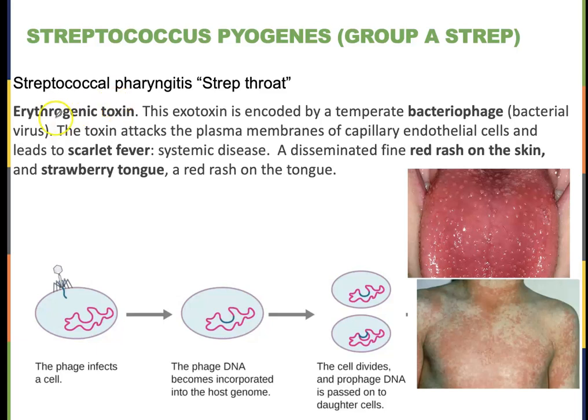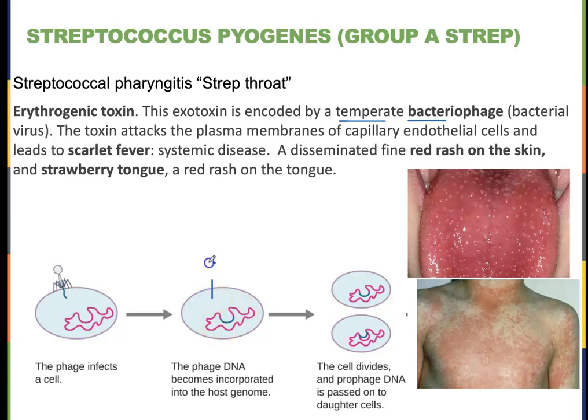The toxin it produces is called erythrogenic toxin. And this toxin, so we're going to see a couple of these, is encoded by a temperate bacteriophage. What is that? So back to this picture here where we covered in the beginning of the semester. Here's the phage, right? This is a virus that only infects bacteria. Remember that the phage's DNA can incorporate itself into the bacterial DNA.